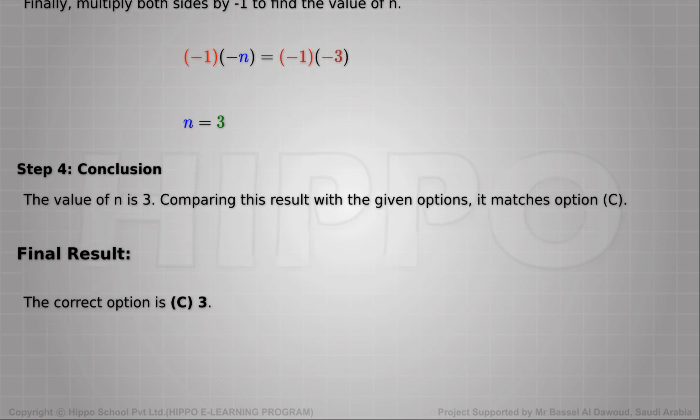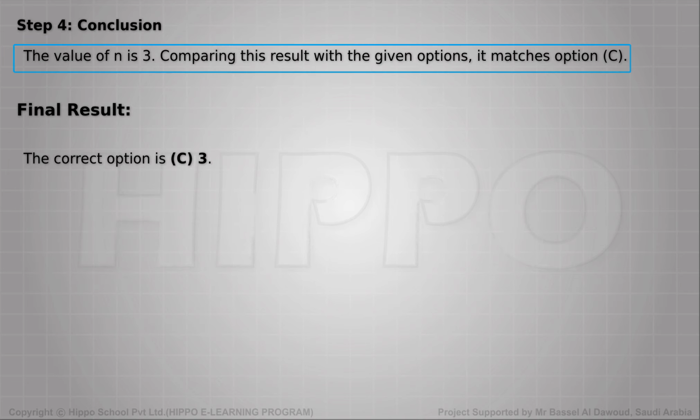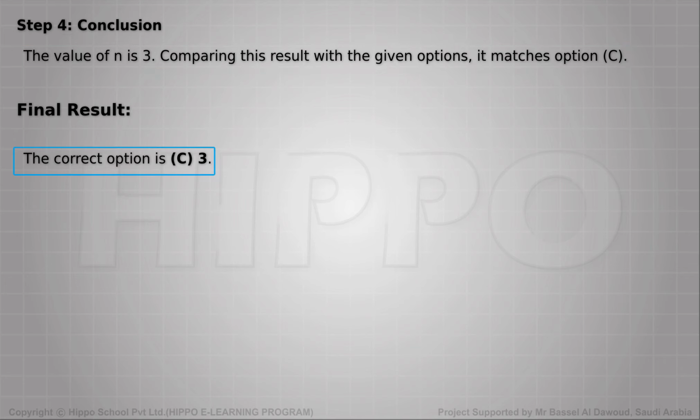So to wrap it all up, we found that the value of n is 3. Looking back at our original choices, this matches option C. Excellent work. Remember, with these types of problems, just stay calm, figure out the rule they've given you, and then apply it step by step. You'll get it right every time.